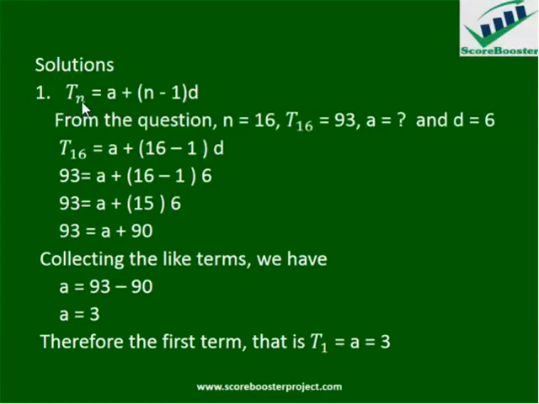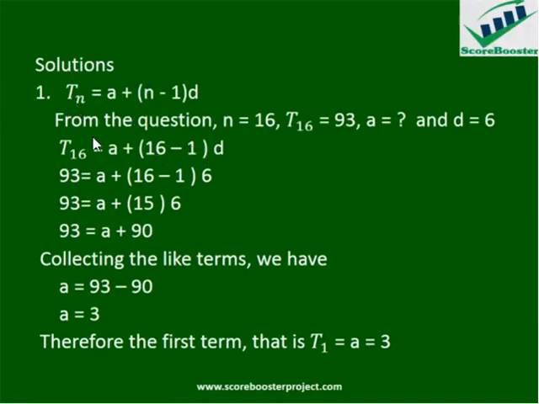So now we'll first write down the formula for the nth term. Tn equals A plus n minus 1 into D. And from the question, n is 16 because we are dealing with the 16th term. From the question, n equals 16, and the value for T16, that is the 16th term, is 93. We don't know the first term, and the common difference is given as D. So substitute all these parameters into the formula for the nth term, which is T16 equals A plus n, which is 16, minus 1 multiplied by D.